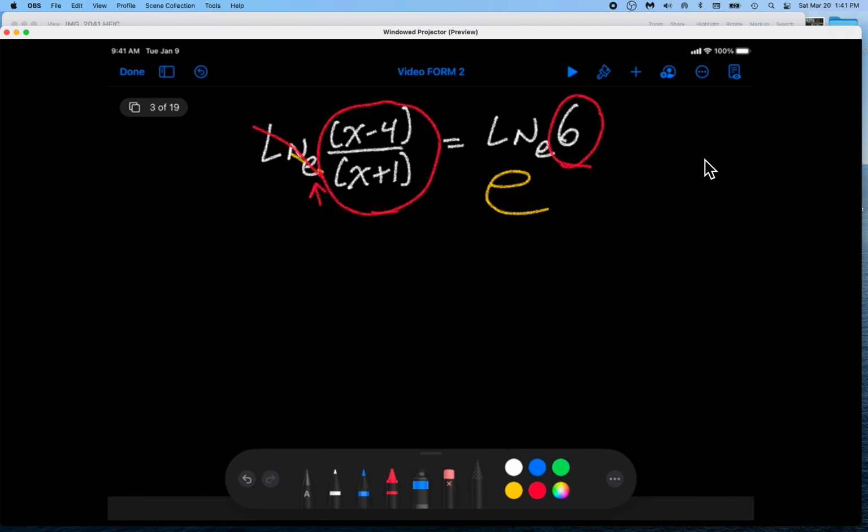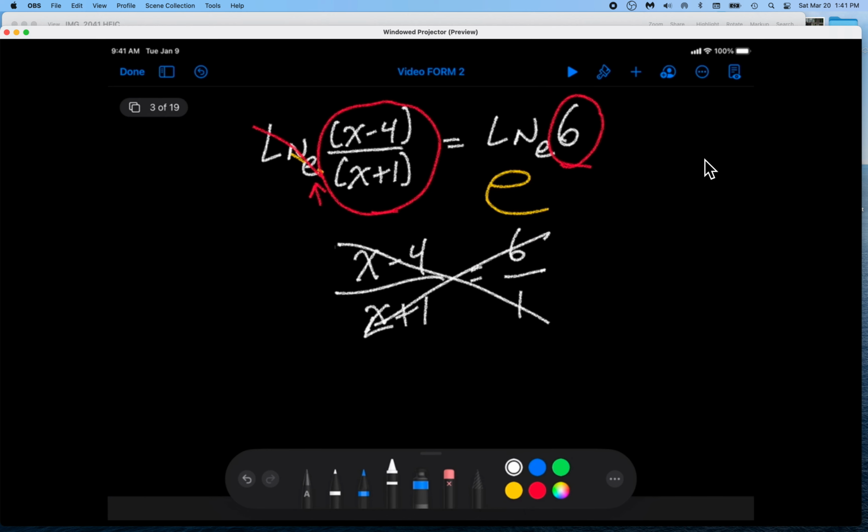Okay. So we're going to set the two arguments equal to each other. We're going to put a hidden 1 there, and we're going to cross multiply. Whenever you have two fractions facing each other with an equal sign in between, it's an invitation to cross multiply. So we're going to end up with 6x plus 6 equals x minus 4. And when you solve for x, you're going to get x equals 2.